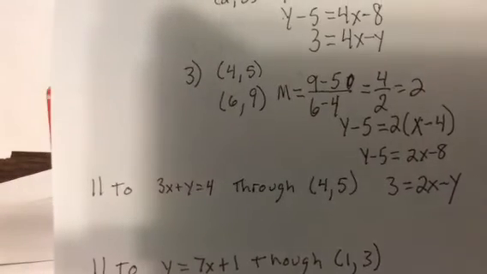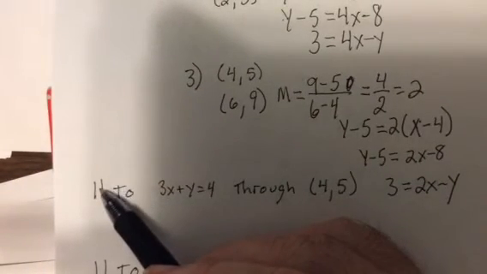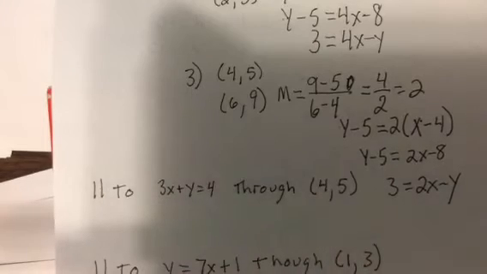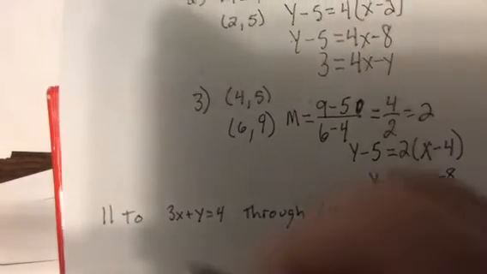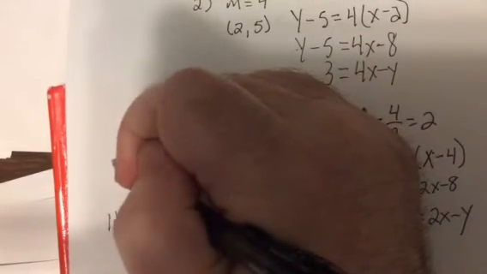Now, this symbol means parallel. Parallel means the lines don't touch, ever. So the only way that could be true is if parallel lines have the same slope.